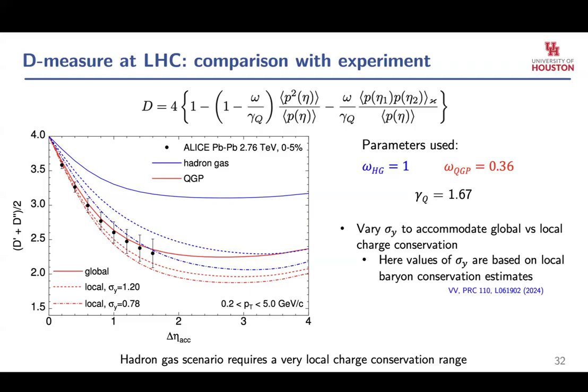For QGP, we actually can describe data with almost any range of charge conservation. So it's a much lower sensitivity. One can see why in this equation, because omega of QGP is much smaller than for hadron gas. So there is much less variation because of local charge conservation. So this is one observation.